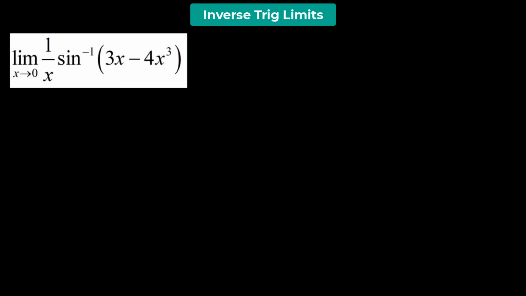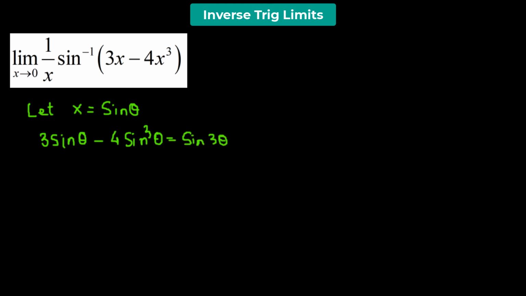So here we assume that x is equal to sine theta. That's because when you substitute x with sine theta into 3x minus 4x cubed, we get 3 times sine theta minus 4 sine cube theta. So this is an expansion of sine 3 theta. So now we have sine inverse of 3 sine theta minus 4 sine cube theta. That will be simply sine of 3 theta. So that gives us 3 theta.